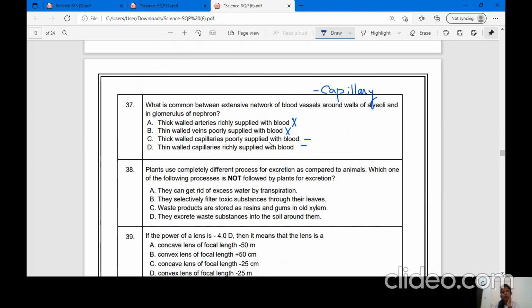Thick walled capillary, poorly supplied with blood. Thin walled capillary, richly supplied with blood. I think option D is correct. So around alveoli or around nephron, there is thin walled capillary, so that exchange of substances, exchange of water, nutrients or gases can happen. And these capillaries are supplied with a lot of blood. So I think this is a very easy question, very easy. So put 2 tick.